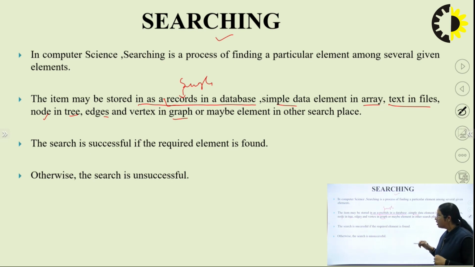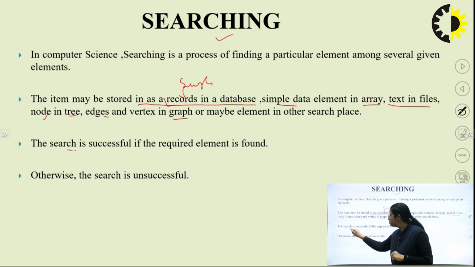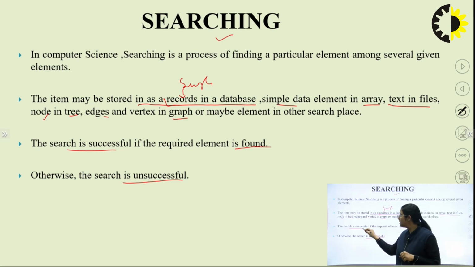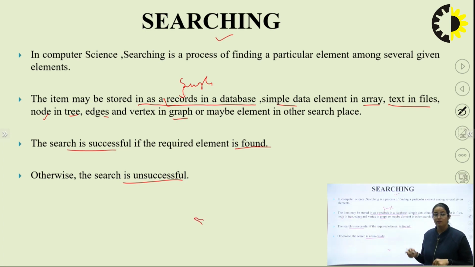We have two outcomes: the search is successful or the search is unsuccessful. The search is successful when we find the element from the particular files or data. When the search is unsuccessful, we do not find the element. Suppose we have a collection of elements in a system and we want to find a particular element, but that element is not present in that file. Then our algorithm gives the output that the search is unsuccessful.